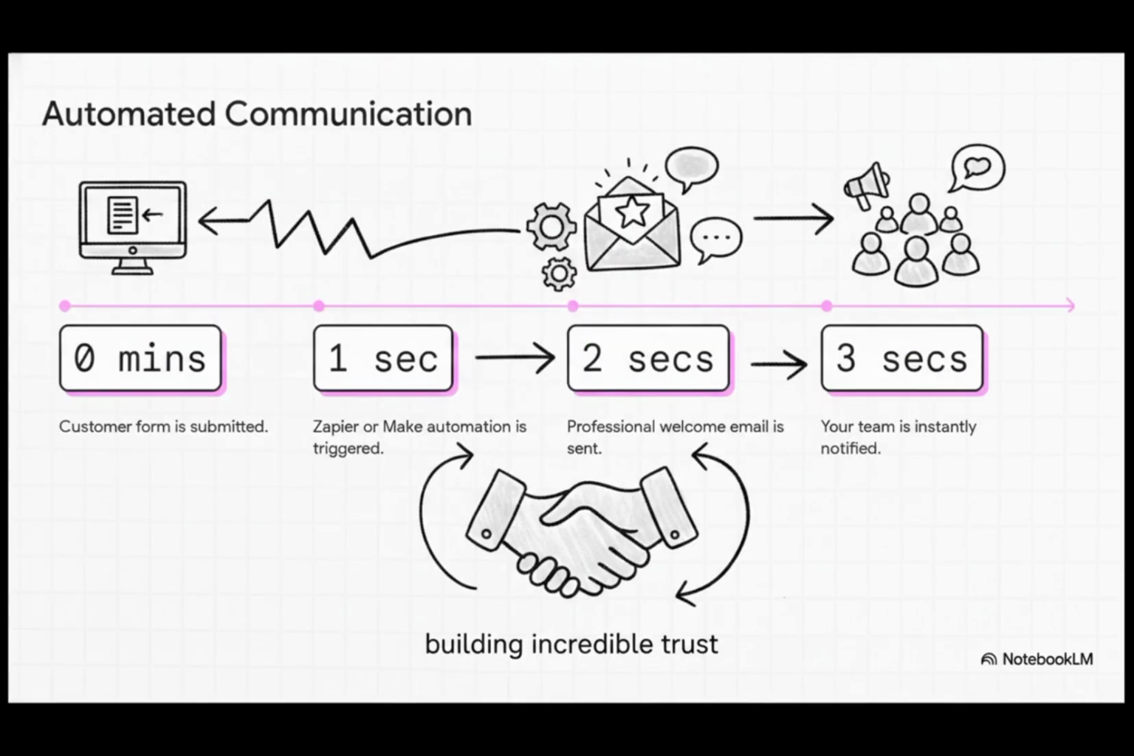And we can totally take this automatic communication a step further. When Sarah submits her form, you can use automation tools like Zapier or Make to trigger an immediate workflow. Literally within 0 to 3 seconds, Sarah gets a warm, professional welcome email saying you've received her request. At the exact same time, your team is instantly notified in the background. You're building incredible trust and momentum before you've even manually touched a keyboard.